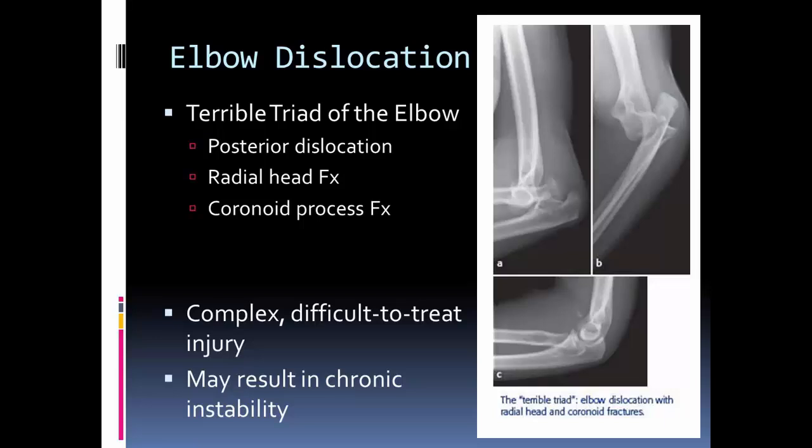Signs and symptoms: patients will complain of pain, clicking, and locking with elbow extension. Upon physical examination, we might find obvious deformity or varus instability. They may also show signs of valgus instability from injury to the medial collateral ligament. Elbow dislocations are very complex injuries that are difficult to treat. The injury may result in chronic instability of the elbow.